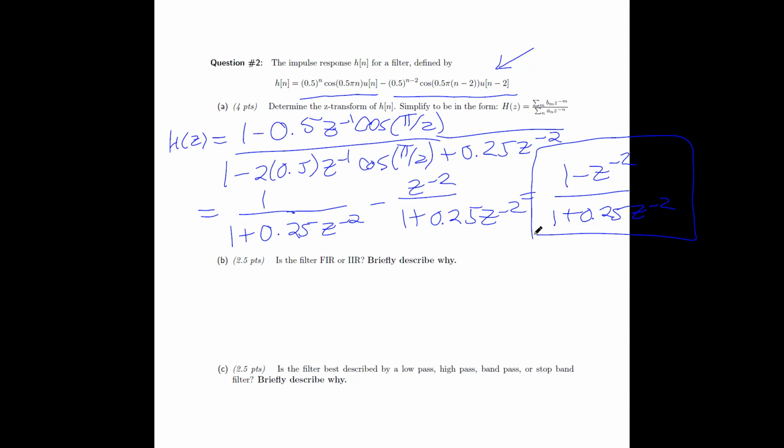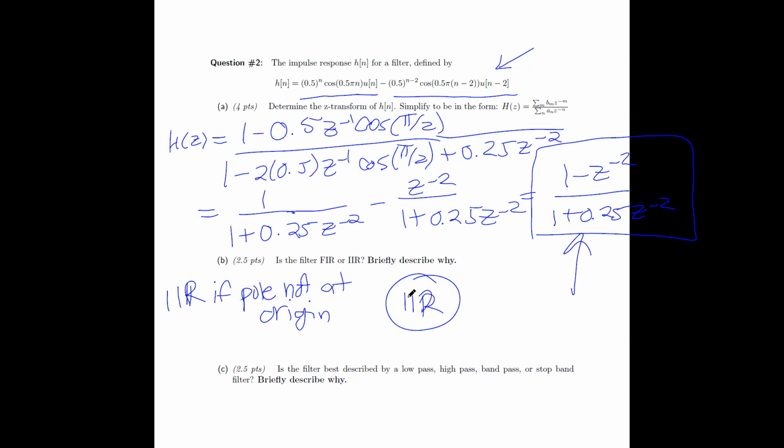Next, is this filter FIR or IIR? Briefly describe why. So like I said before, it's IIR if there's a pole not at the origin. And obviously, no matter how you think about it, there's a pole not at the origin here. So it's IIR.